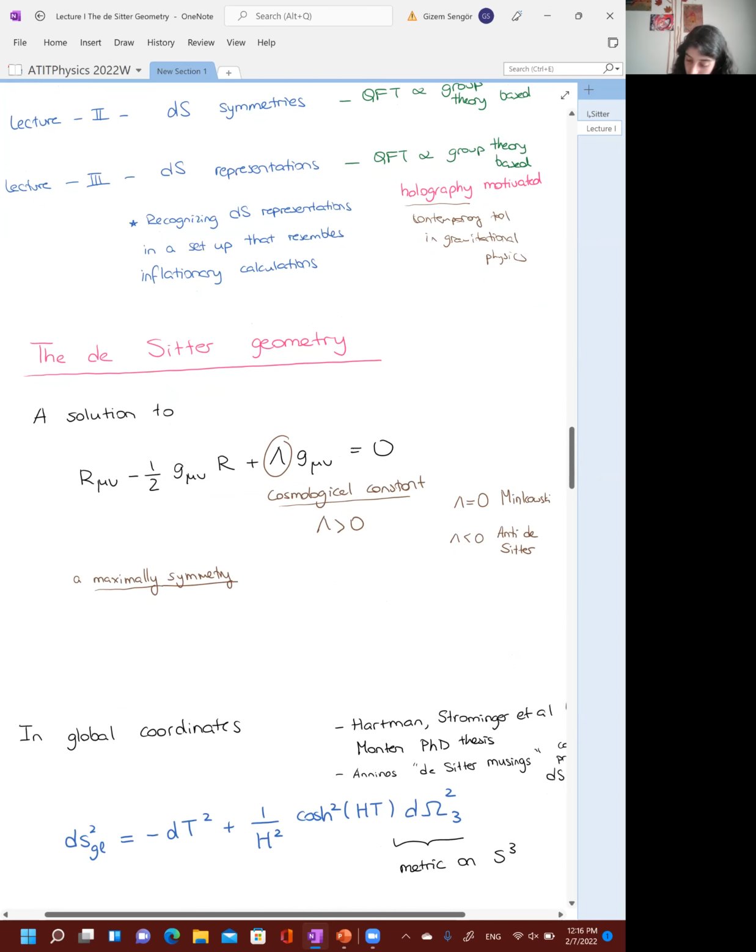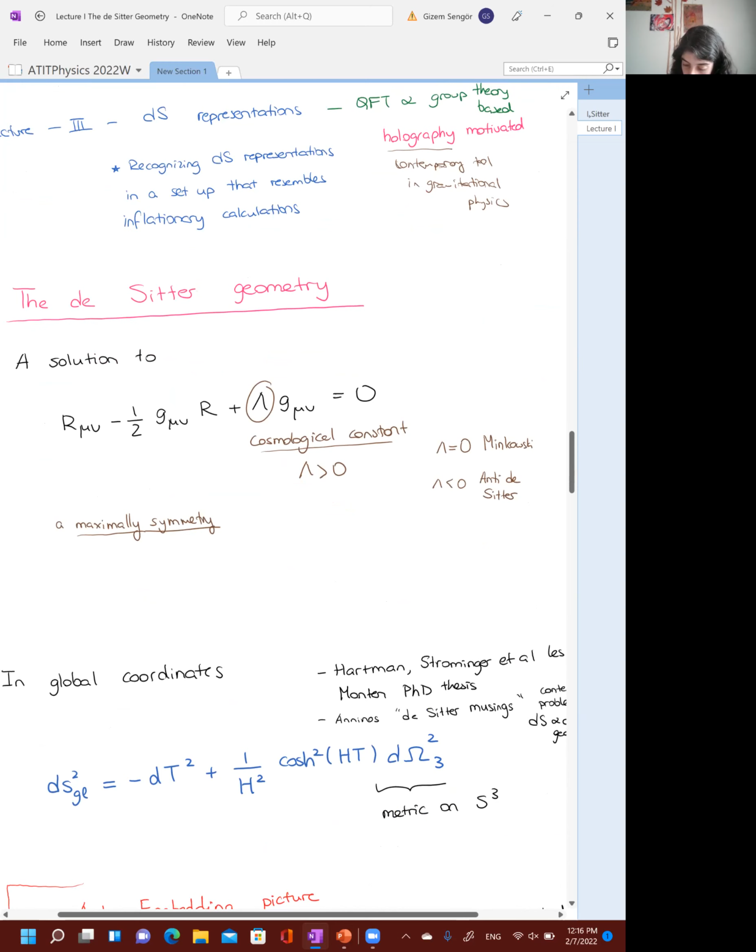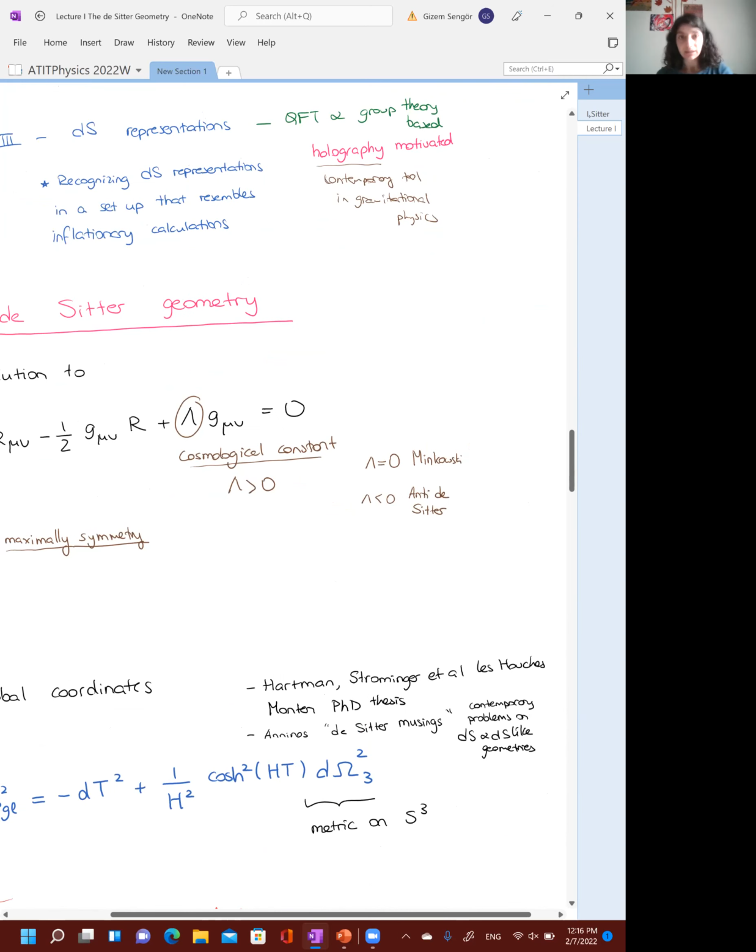Now, how to describe these? So actually, I am compiling a list of references to be shared with you. There are even more references than those I mention during the lectures, but I point out the most important ones even in the lecture. So whatever we talk about now, if you want to go back and read more on it, there are these lecture notes by Hartman, and one set of lecture notes developed through some Les Houches schools, a school like this one, by Strominger and others. There's a recent PhD thesis by Ruben Monten, and there's a paper by Anninos called de Sitter Musings.